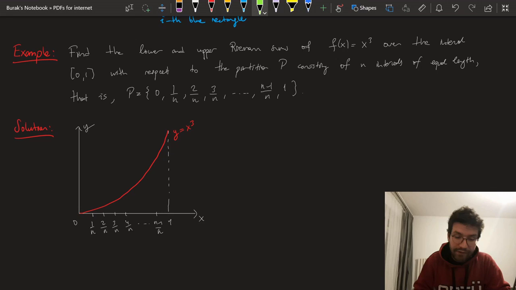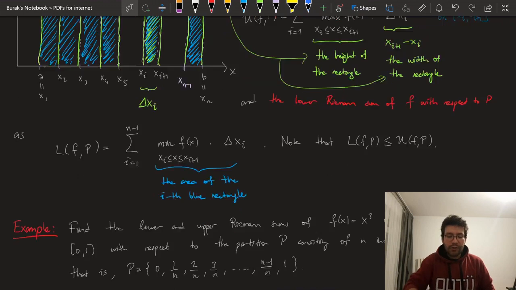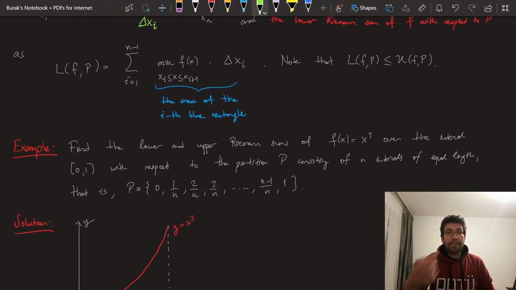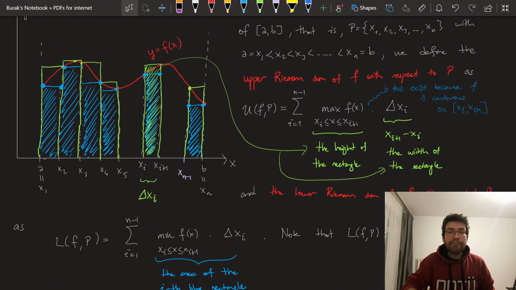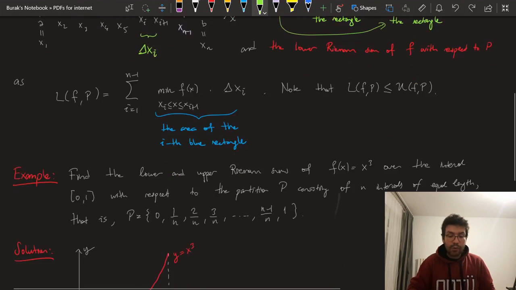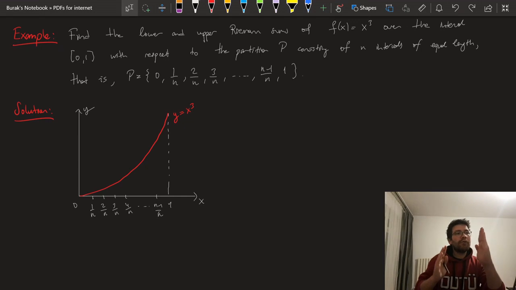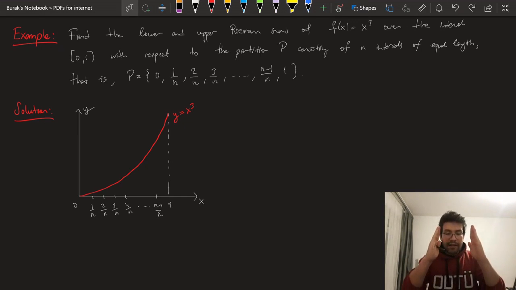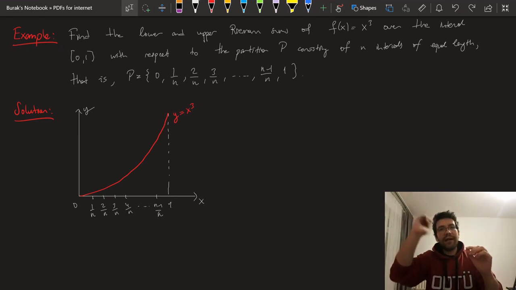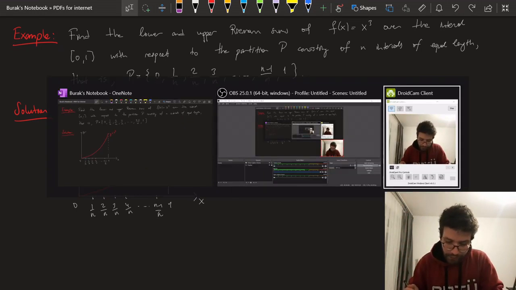Over each interval, I over n, I plus 1 over n, I need to find the point which gives me the maximum of the function and the minimum of the function. Well, guess what? This is an increasing function. So if I take an interval of the form I over n, I plus 1 over n, the point which gives me the maximum will always be the right-hand point. The point which gives me the minimum will always be the left-hand point.